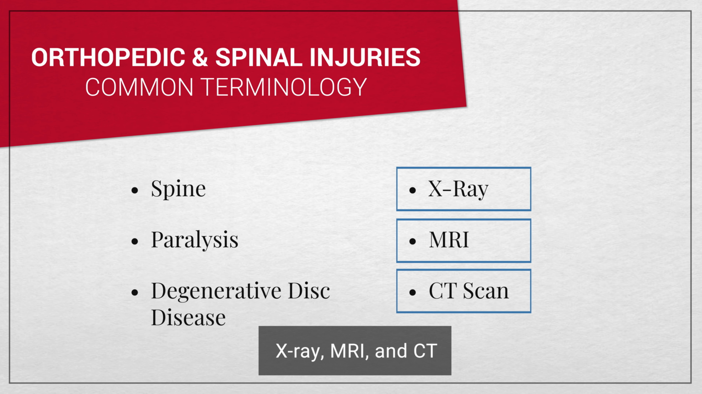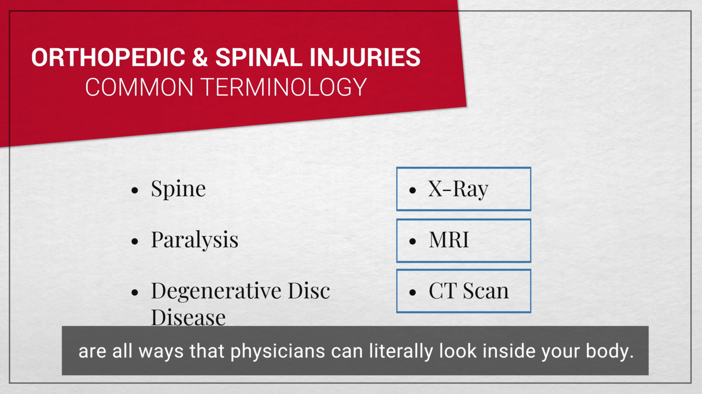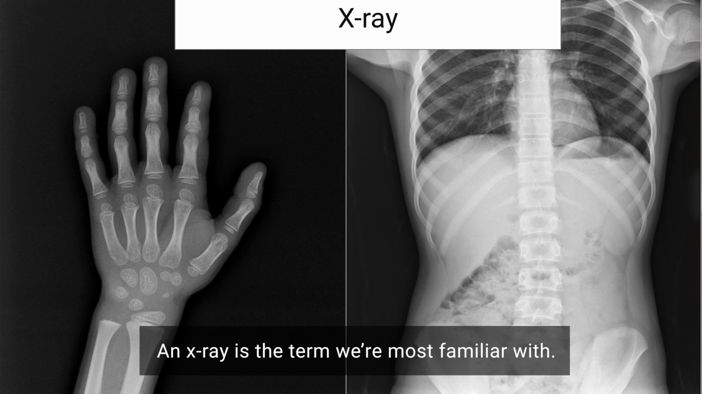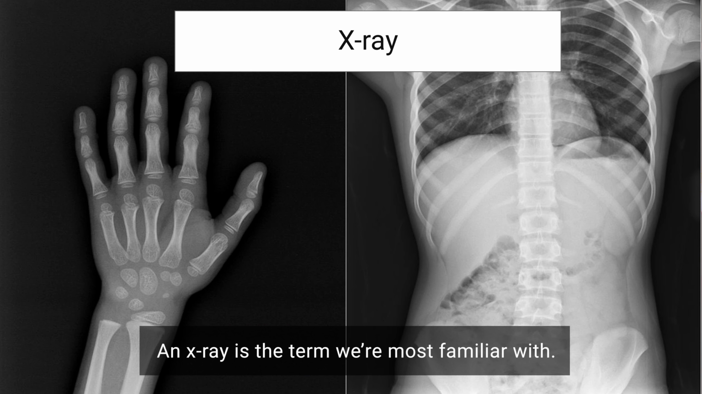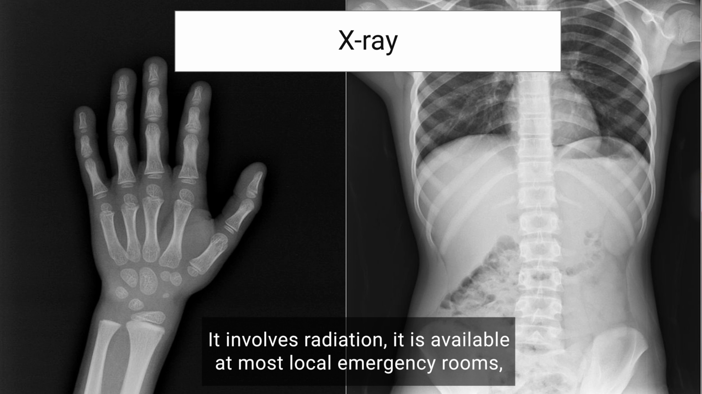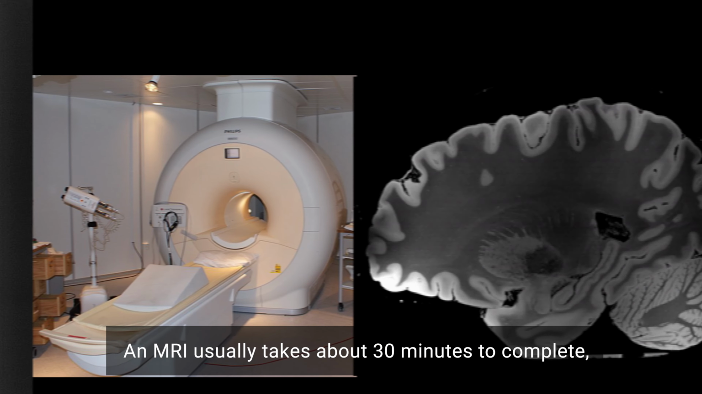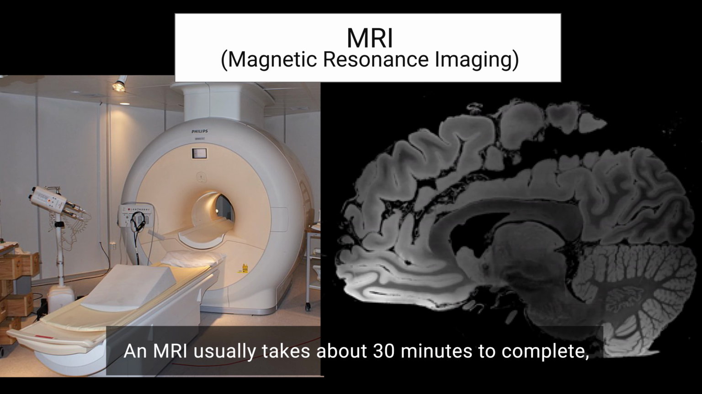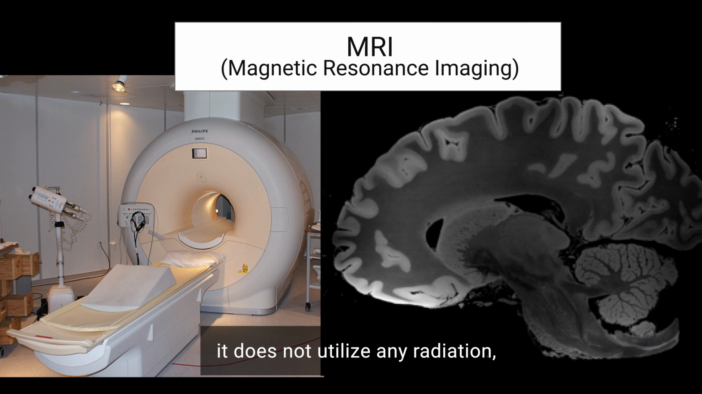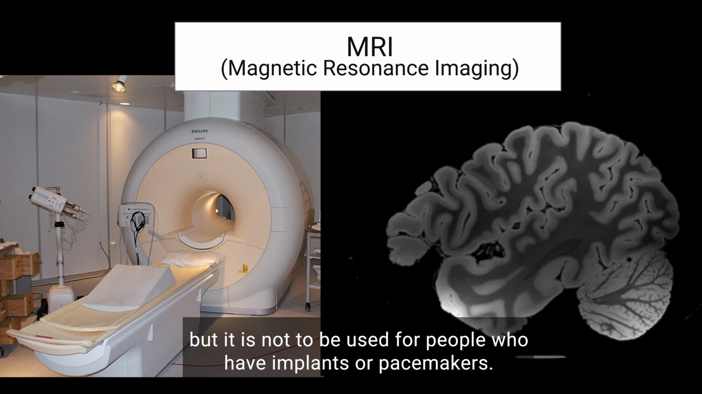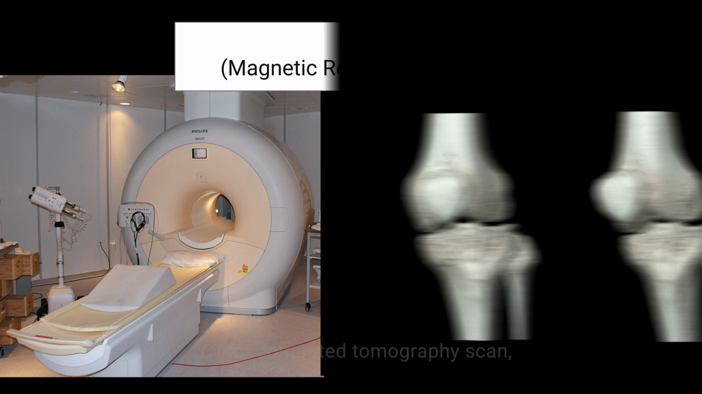X-ray, MRI, and CT are all ways that physicians can literally look inside your body. An X-ray is a term we're most familiar with. It involves radiation. It is available at most local emergency rooms, and it takes just a few moments. An MRI usually takes about 30 minutes to complete. It does not utilize any radiation, but it is not to be used for people who have implants or pacemakers.